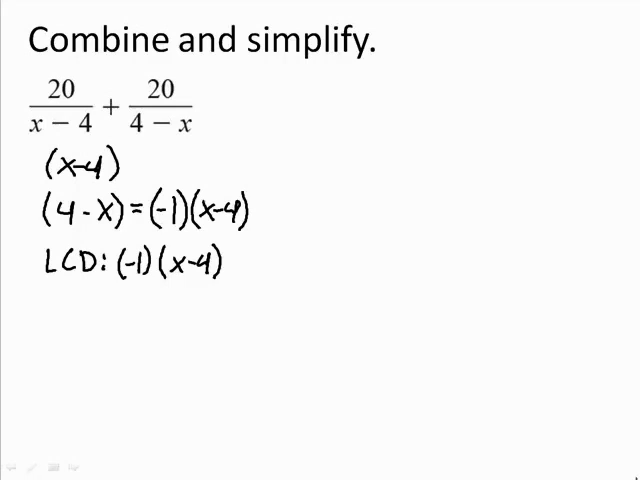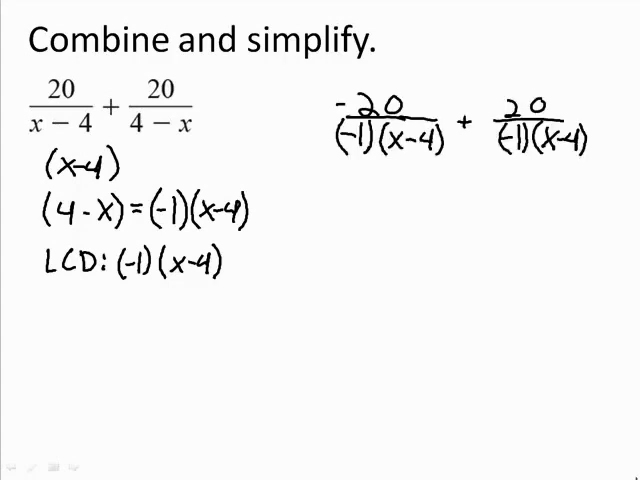You want each fraction to have negative 1 times the quantity x minus 4 as its denominator. Multiply the first fraction by negative 1 divided by negative 1. The second fraction already has this as its denominator. Negative 20 divided by negative 1 times the quantity x minus 4 plus 20 divided by negative 1 times the quantity x minus 4. Now that these two fractions have the same denominator, add the numerators.